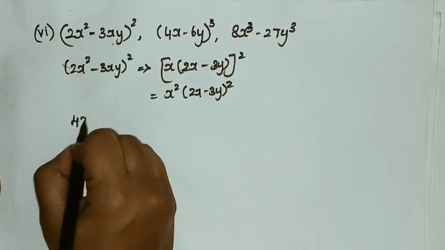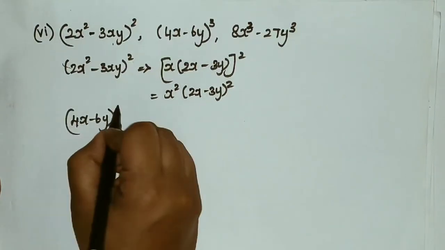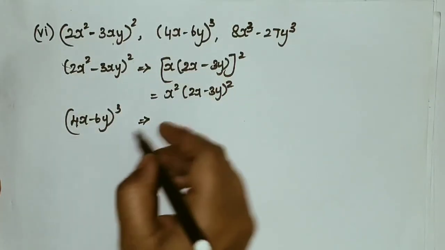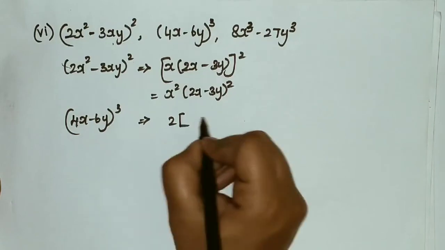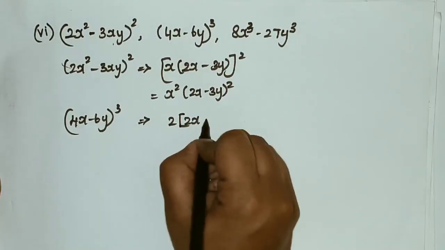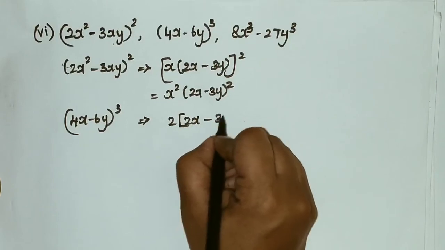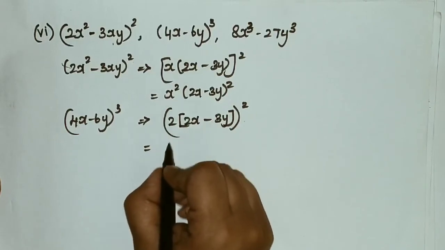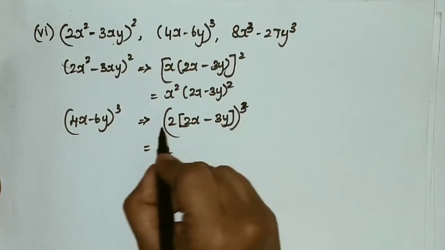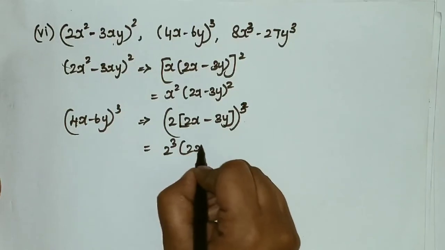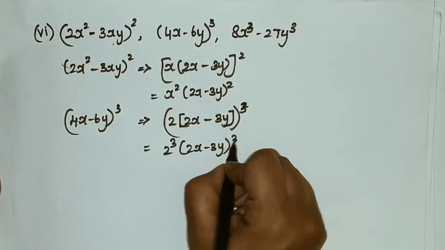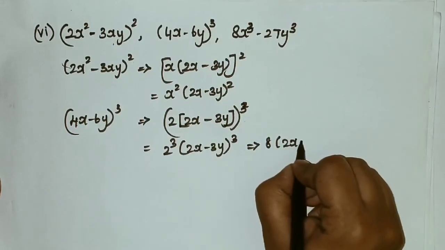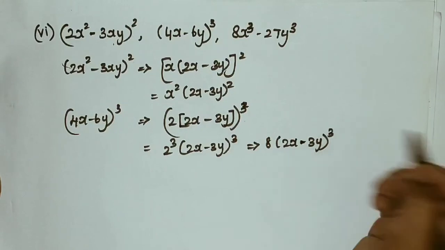So what's the next one? 4x minus 6y whole cube. Here what we can take common outside? 2 we can take common outside. So 4x becomes 2x and 6y becomes 3y whole cube. This cube is for 2 as well as 2x minus 3y whole cube. 2 cube can be written as 8. So final answer is 8 into 2x minus 3y whole cube.